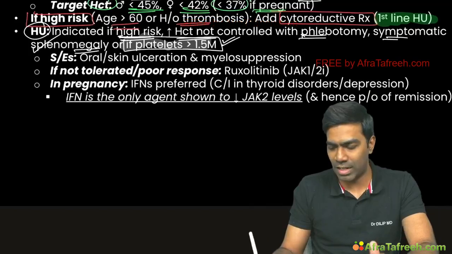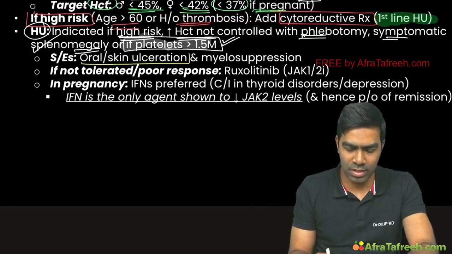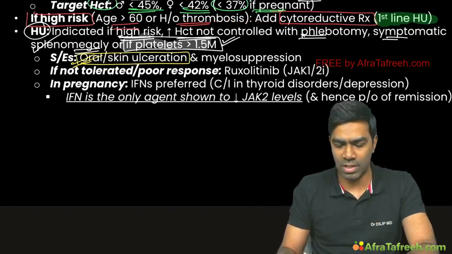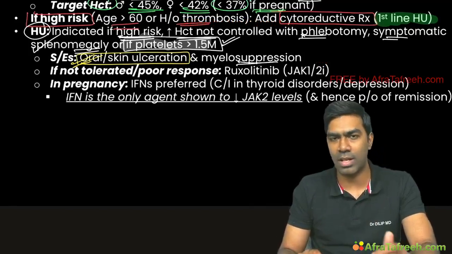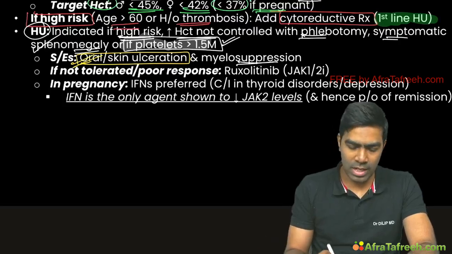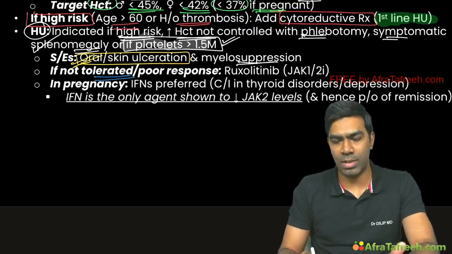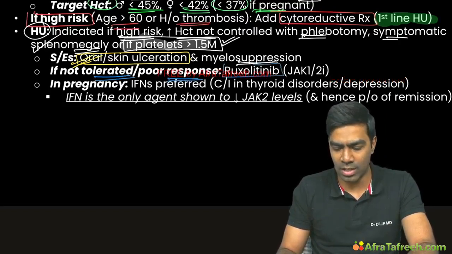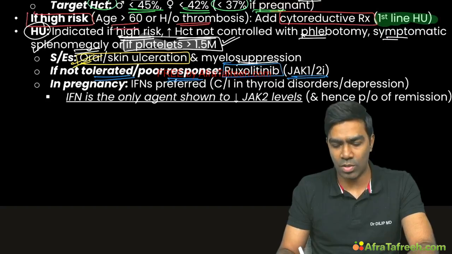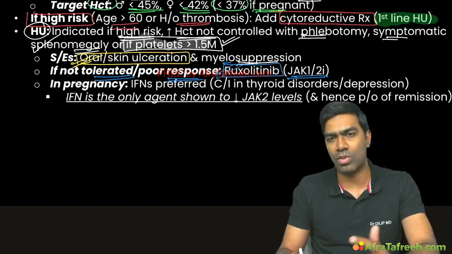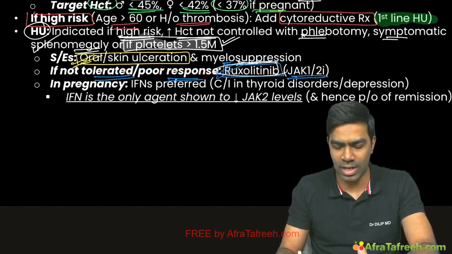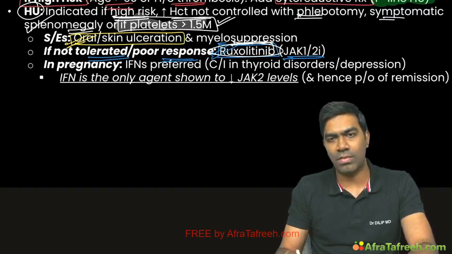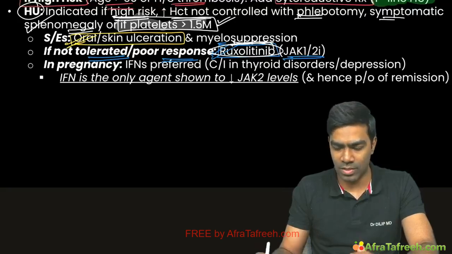What are the important side effects of hydroxyurea? The most common side effect is skin ulceration or oral ulceration. This is the most common side effect, and some patients can develop myelosuppression as well. In case the patient is not tolerating hydroxyurea well, or is not achieving a good response to hydroxyurea, you can add a non-selective JAK1/2 inhibitor called ruxolitinib. Because the most common mutation is the JAK2 mutation, you can try a JAK inhibitor like ruxolitinib. But it's a non-selective JAK inhibitor. It works on both JAK1 as well as JAK2 receptor.